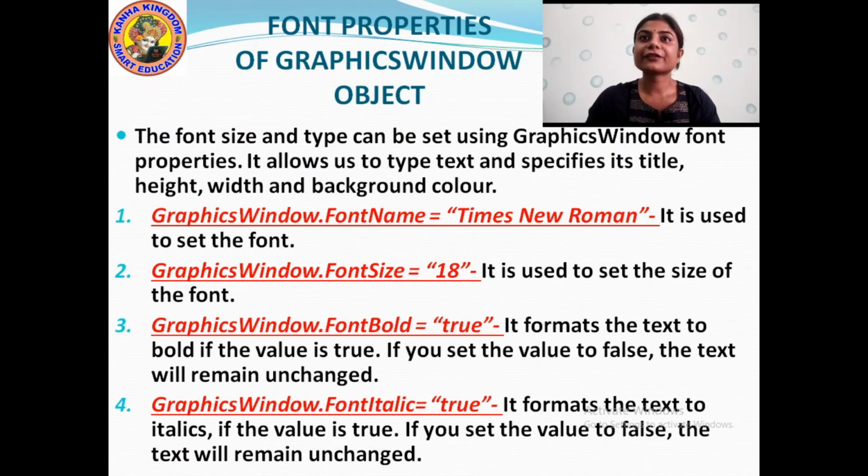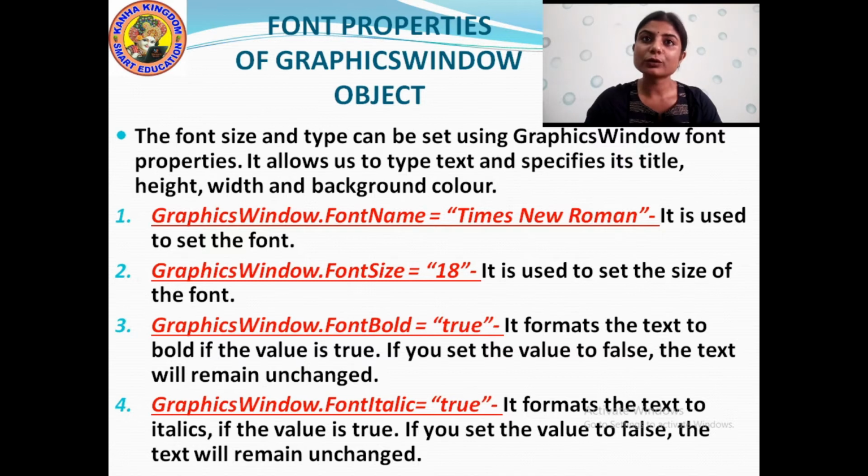And now students, the different font properties of the graphics window object. Font means the letters that you are typing inside the program. You can change the font also using the different properties. The font size and type can be set using graphics window font properties. You can set the font size and the font type, which type of font you want to use and which size you want to use.